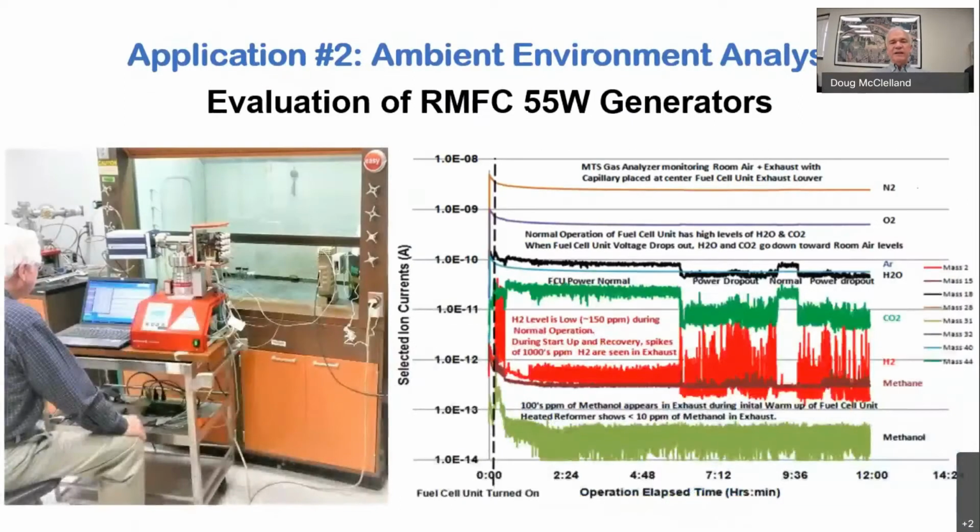So the first example I want to talk about is an evaluation of a reformed methanol fuel cell. Now, in this case, a reformed methanol fuel cell uses methanol as fuel. It has a built-in reformer that converts the methanol over to hydrogen for fuel, and there's a potential that that reformation process may be incomplete. And indeed, when we evaluated this product, we found it on its way to converting that methanol to hydrogen. We were seeing large amounts of carbon monoxide and formaldehyde in our effluents.